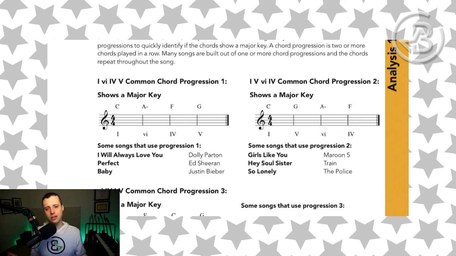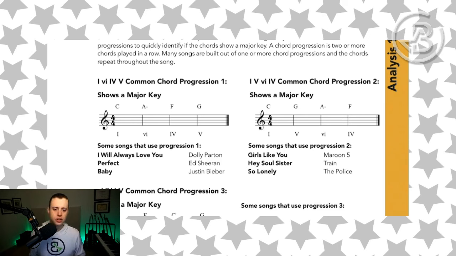Now let's think about this same chord progression if it was in the key of G major. G would be 1. 5 would be G, A, B, C, D major. 6 would be G, A, B, C, D, E minor. And 4 would be G, A, B, C major.